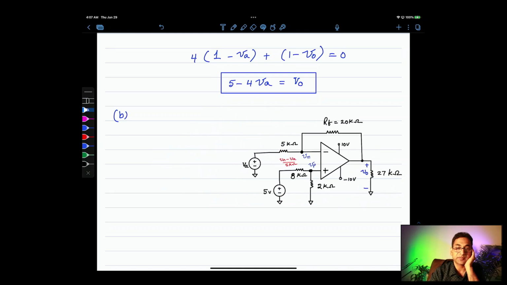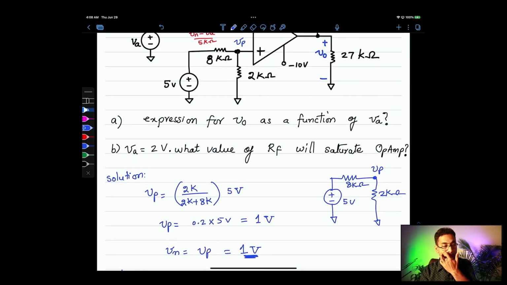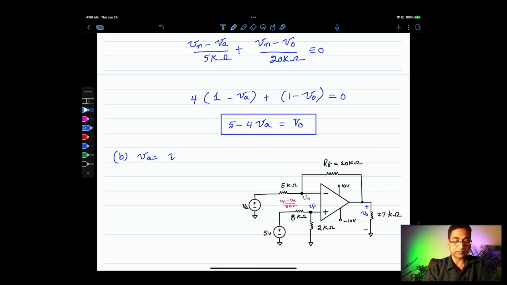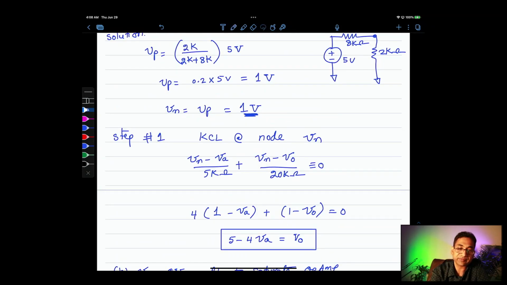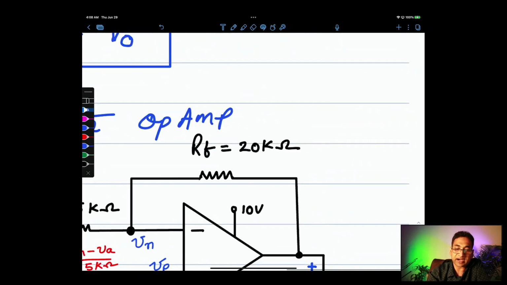Okay, now let us see. Here is the idea. Va is given to be 2 volts. Now what we have to find out is the value of RF that will saturate the op amp. Let's see if we can do that. How do we go about doing that? Let's go back to this. Here the value of RF is not 20 kilo ohms, it's unknown.